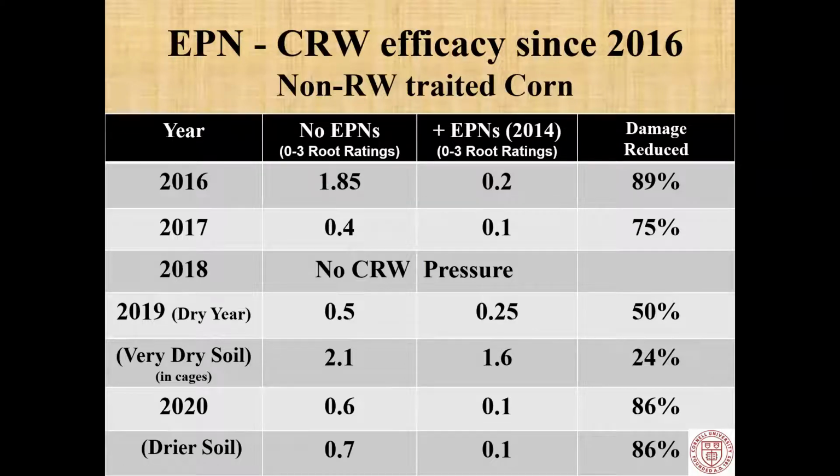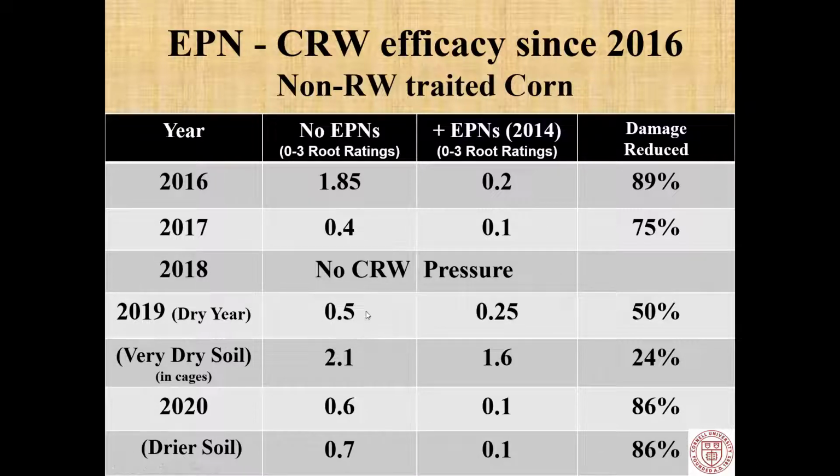So I'll show you this one data slide, and I'll run through it because you've seen it before. In 2016, we had almost 2 nodes gone. Nematodes reduced that to 0.2. So you saw an 89% reduction. 2017, we had a much lighter year. 2018, we were much lighter, so we didn't get any data.